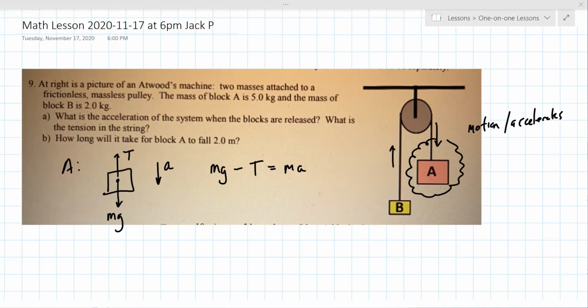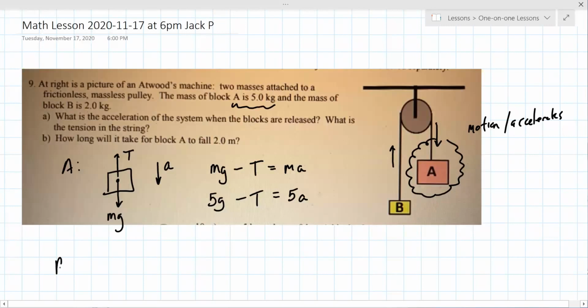Now, it's important here, because the masses are different, to actually put those numbers in. So put in 5 times g minus T equals 5 times a. How come it's 5 times a? Because the mass of block A is 5 kilograms. Oh, okay.